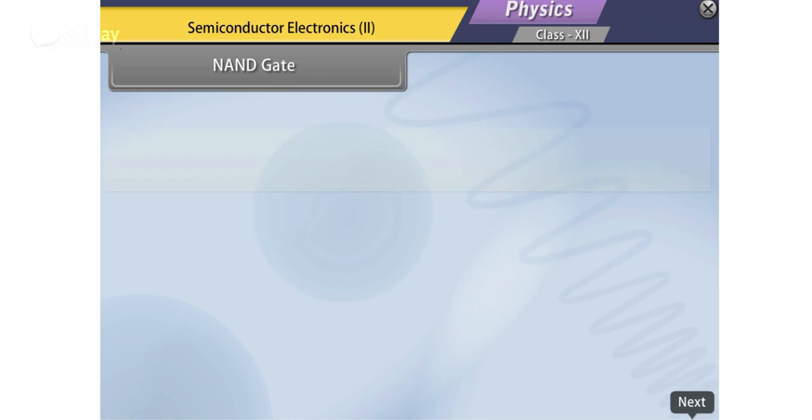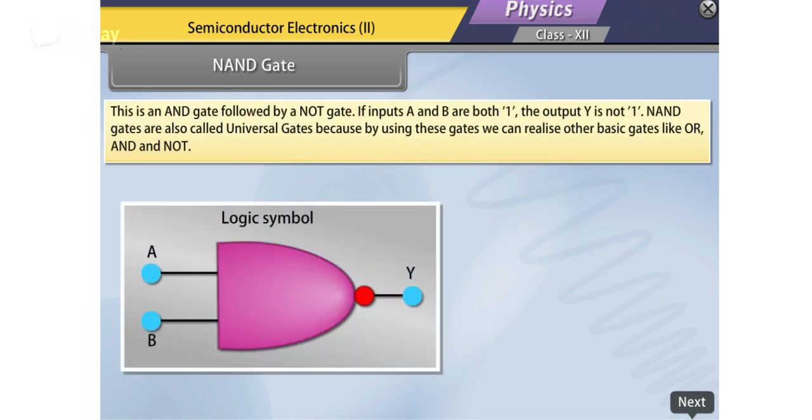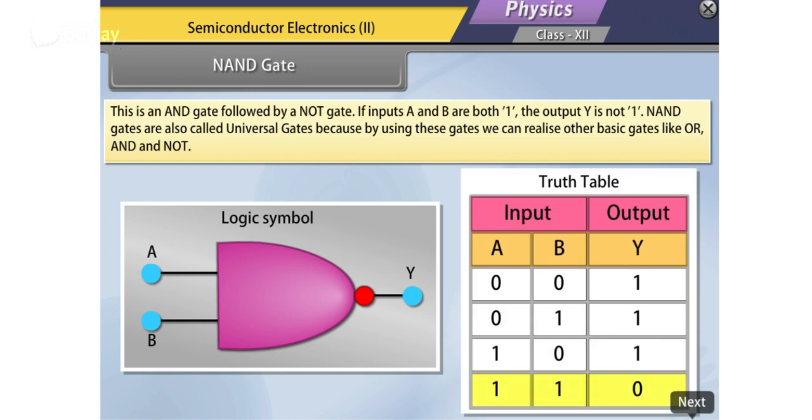NAND gate. This is an AND gate followed by a NOT gate. If inputs A and B are both 1, the output Y is not 1. NAND gates are also called universal gates because using these gates we can realize other basic gates like OR and NOT.